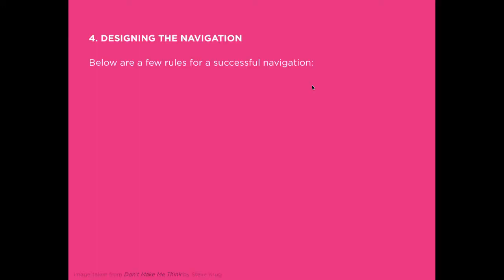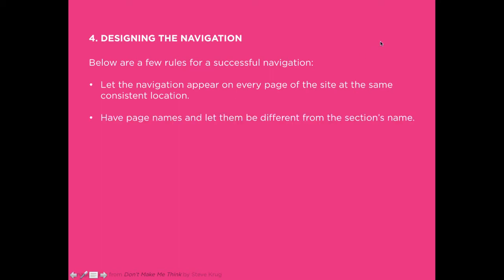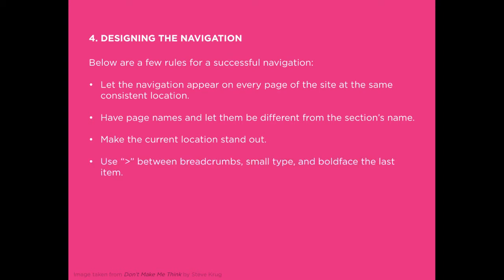Still under designing the navigation, below are a few rules for a successful navigation. Let the navigation appear on every page of the site at the same consistent location. Have page names and let them be different from the section's name. Make the current location stand out. Use the angled bracket between breadcrumbs, small type, and boldface the last item.